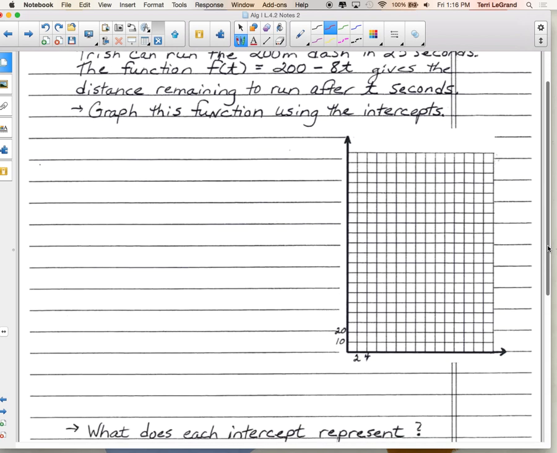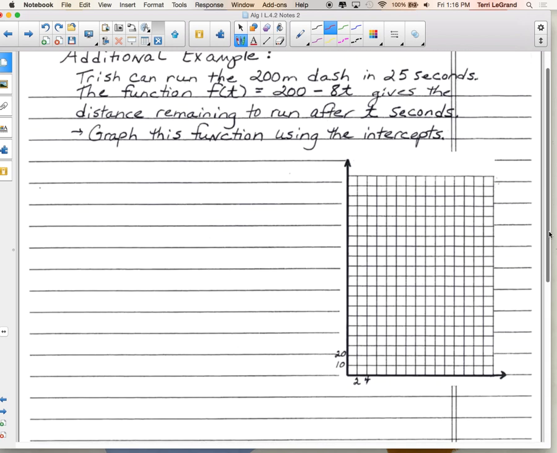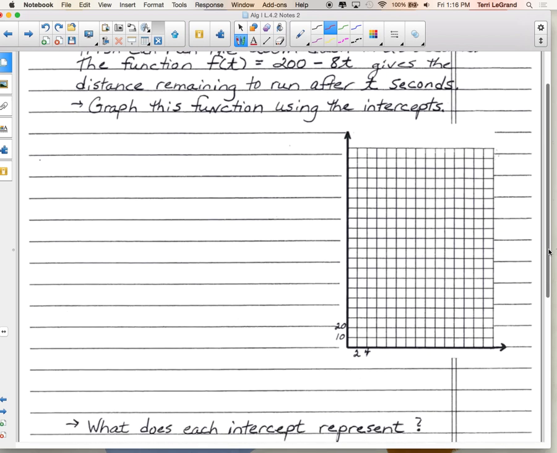Okay, let's go back and do one additional example then. This one's not in the book, so I wrote here what the situation is. Trish can run the 200-meter dash in 25 seconds. The function f of t equals 200 minus 8t gives the distance remaining to run after t seconds. Graph this function using the intercepts.